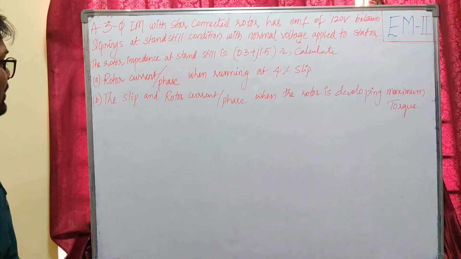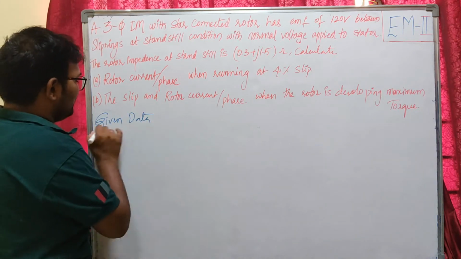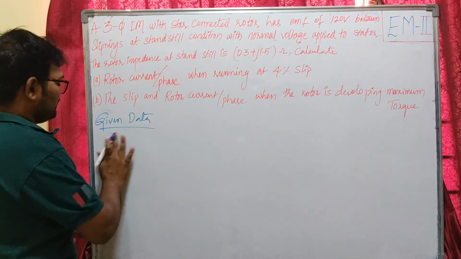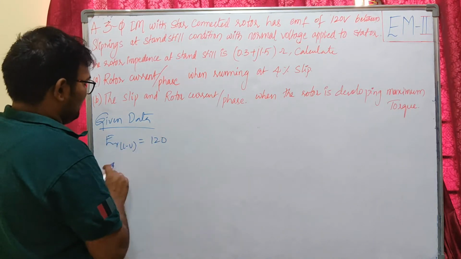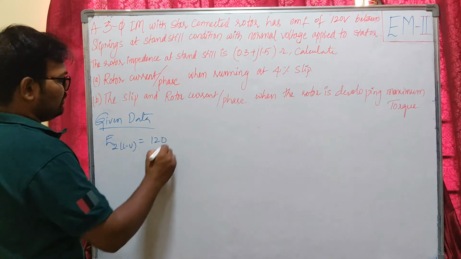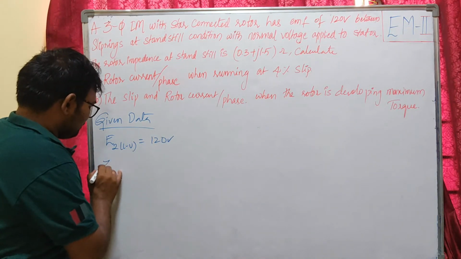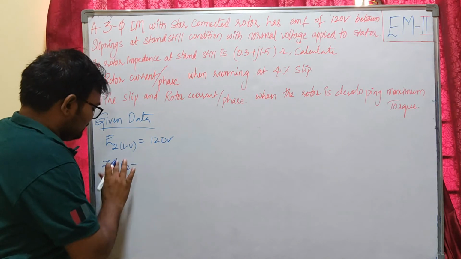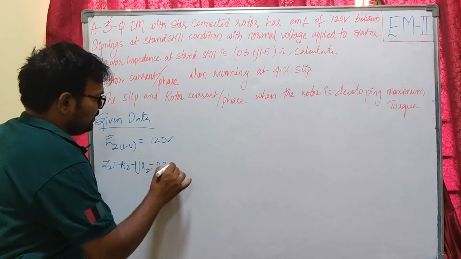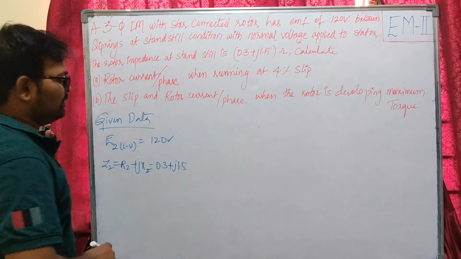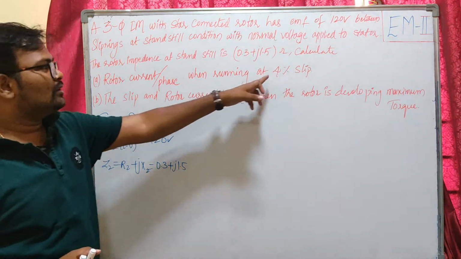So let us write down the given data. The line to line voltage in the rotor circuit, ER line to line, is 120 volts, E2 under standstill condition. And the rotor impedance Z2 equals R2 plus jX2, which equals 0.3 plus j times 1.5, all per phase values. So we need to find the rotor current when the slip is equal to 4%.